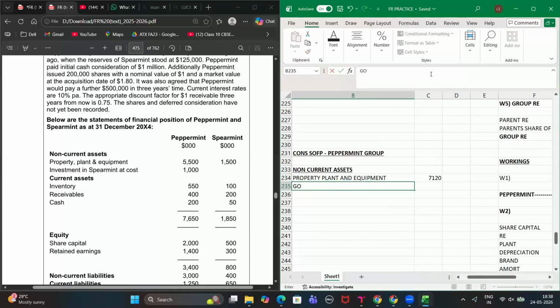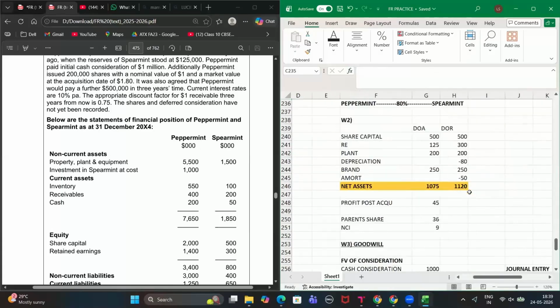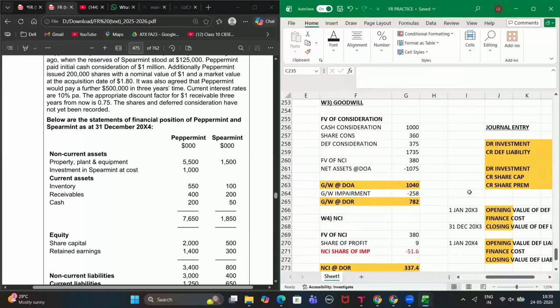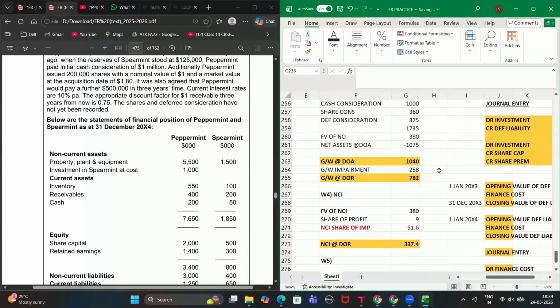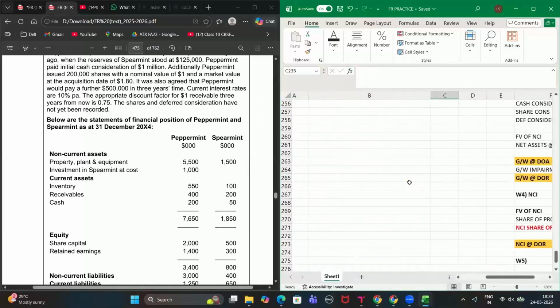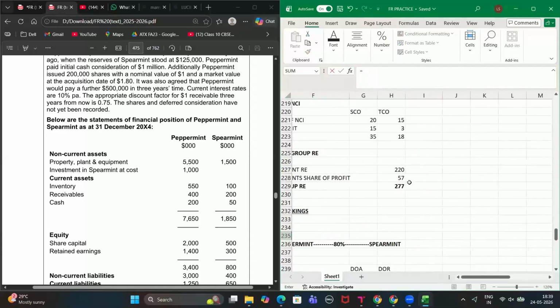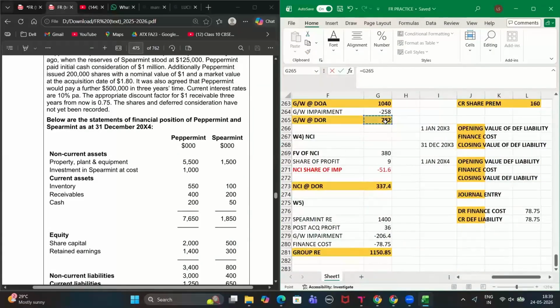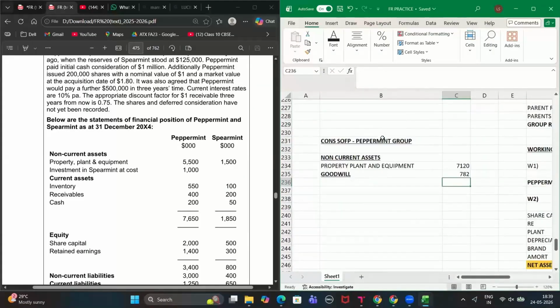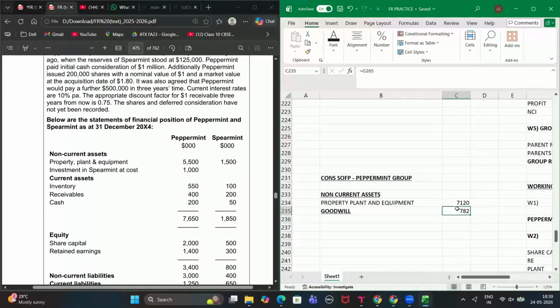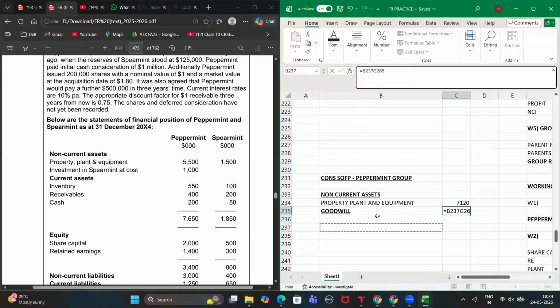So what else do we have? We have goodwill. What is the value of goodwill that we have got? See, what is the goodwill? Is it 1,040 or is it 782? 782, right? It is 782.